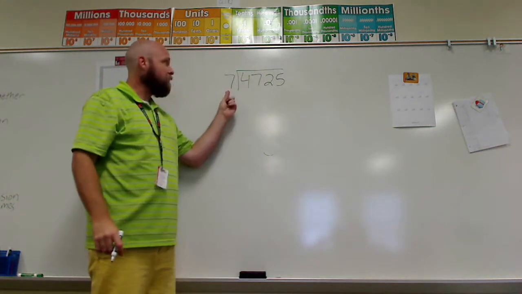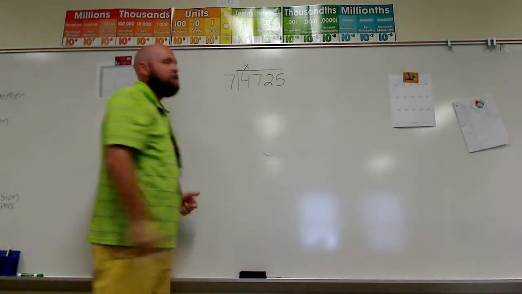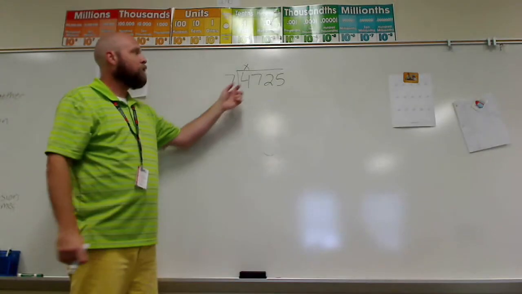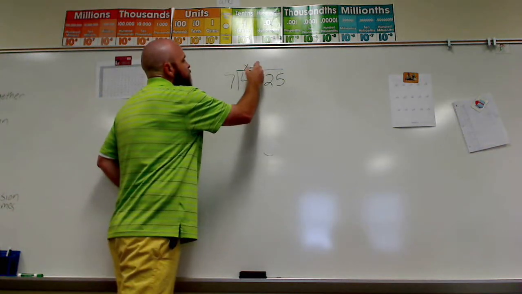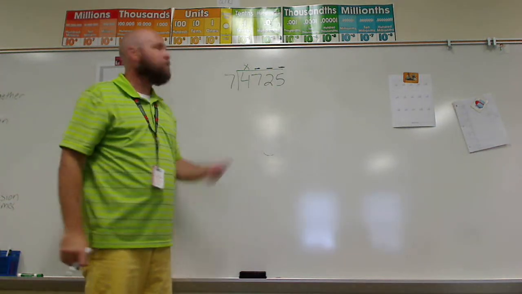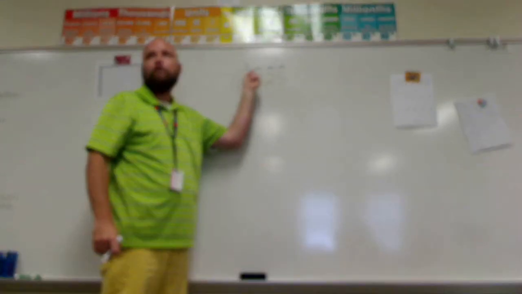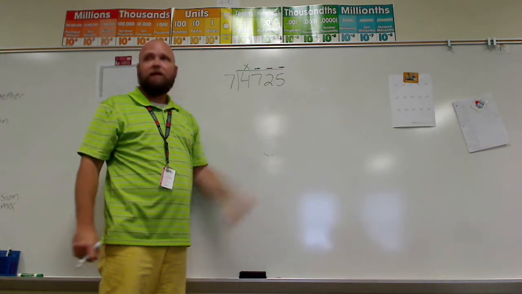Okay, does 7 go into 4? No. So I'm not going to have an answer or a digit over the 4. Does 7 go into 47? Yes, it does. I'm going to have a digit above the 7, a digit above the 2, and a digit above the 5. So I'm going to have a number that's in the hundreds. It's going to be greater than 99 and less than 999.